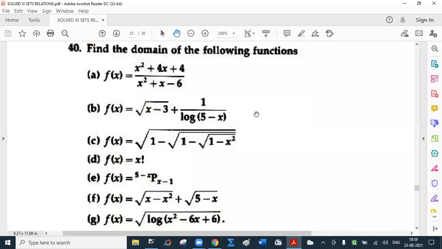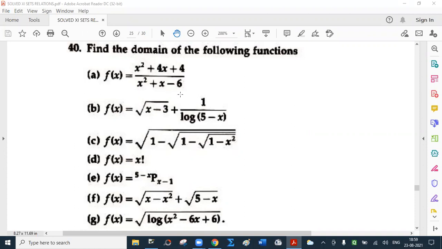40th, find the domain of the following functions. F of x equal to x square plus 4x plus 4 upon x square plus x minus 6. The first one is simple. We'll try to obtain the solution orally. See, what do you mean by domain? Set of all possible values which can be assigned to x.